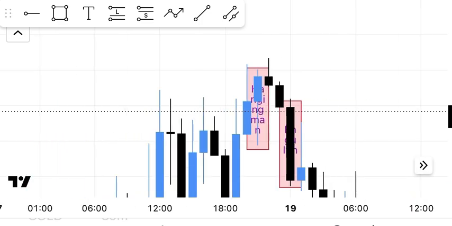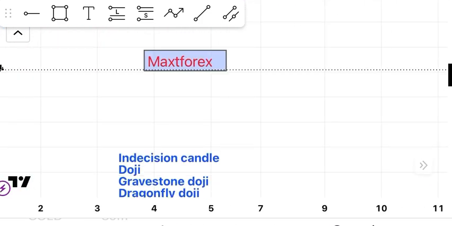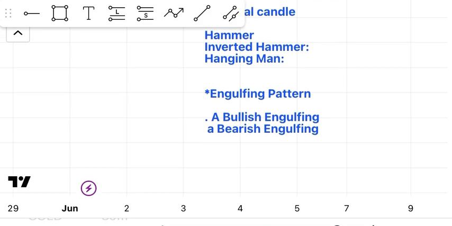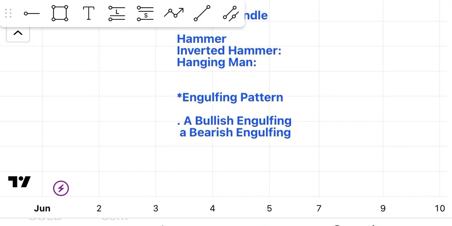So let's move into our next candlestick, and our next candlestick on the list is engulfing patterns. So let's deal with the engulfing patterns. What are the engulfing patterns? The engulfing patterns are one of the most powerful candlesticks you can ever work with in the trading market. So, like we said, we have a bullish engulfing and a bearish engulfing.